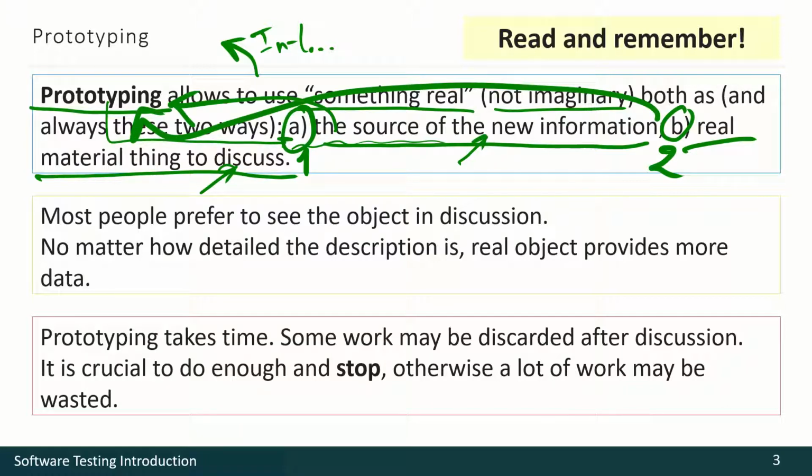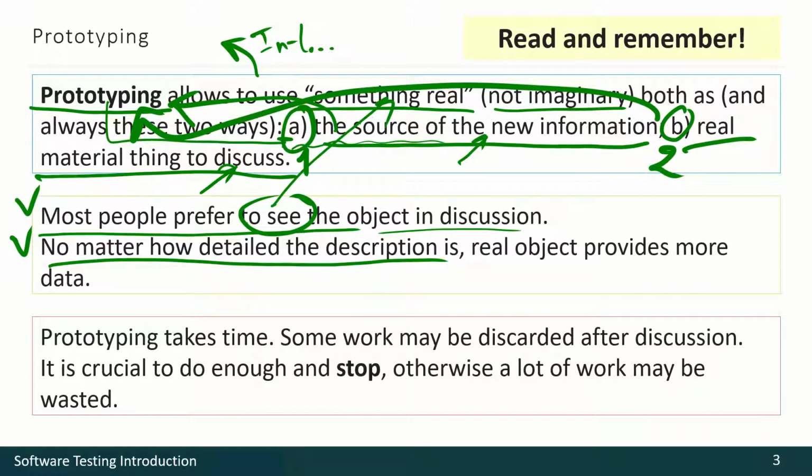What are the pros and cons here? Obvious thing is that most people prefer to see the object in discussion, not only to imagine it. So once we see something real, it's easier to discuss it. And the second obvious idea is that no matter how detailed, how specified a description is, a real object is always better. It provides us with more data.